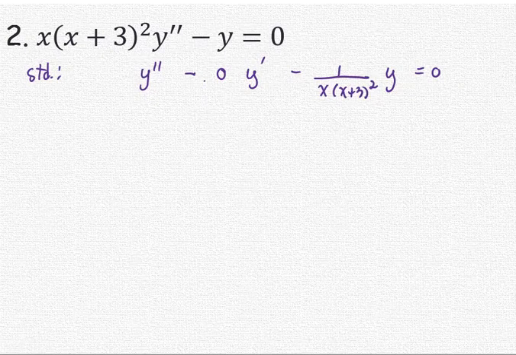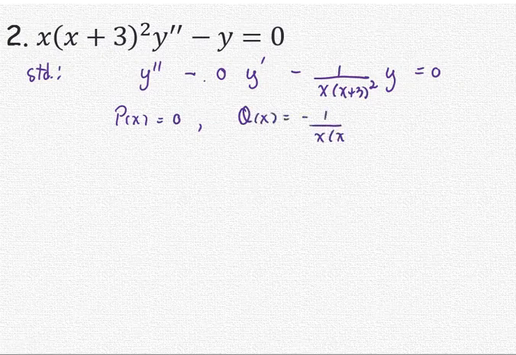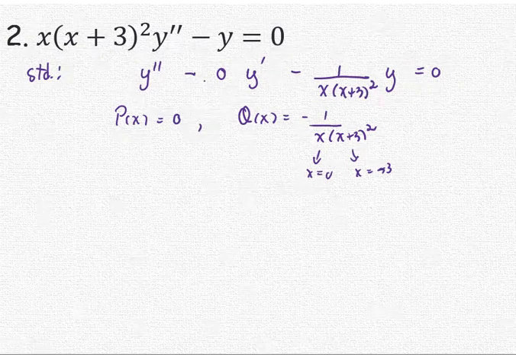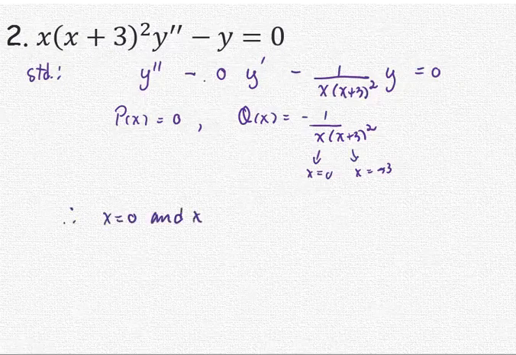Then based on this standard form, the capital P(x) is 0. The capital Q(x) is negative 1 over x times x plus 3 to the second. And we look for the point that makes at least one of these two functions undefined. So we know we have x equals 0 here and x equals negative 3 there. Then we get two singular points. So we have x equals 0 and x equals negative 3 are singular points.